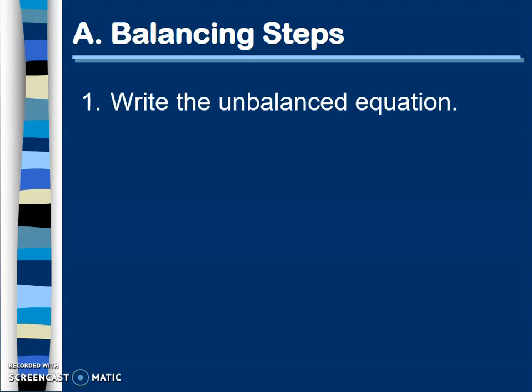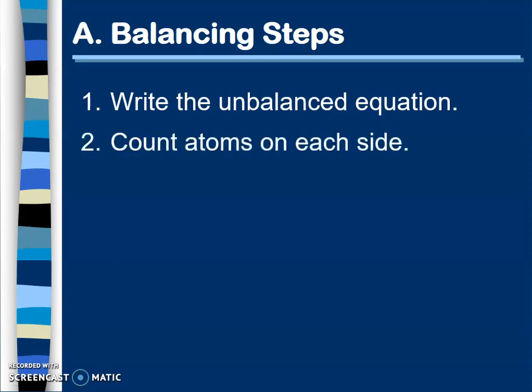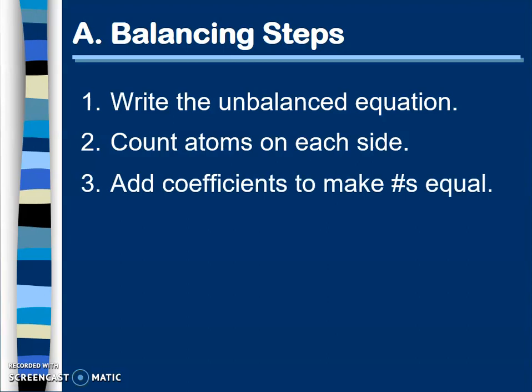Okay? Next, you want to count up the atoms on each side of the equation, so each side of the arrow. Okay, and say, okay, how many are on this side right now and how many are on this side right now? Then we're going to add coefficients to make the numbers equal.